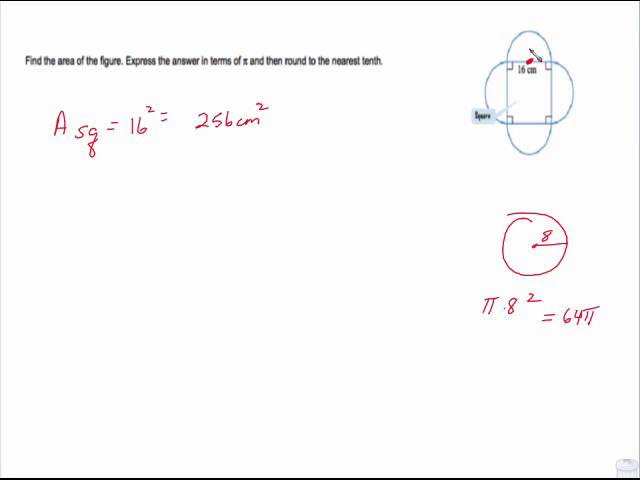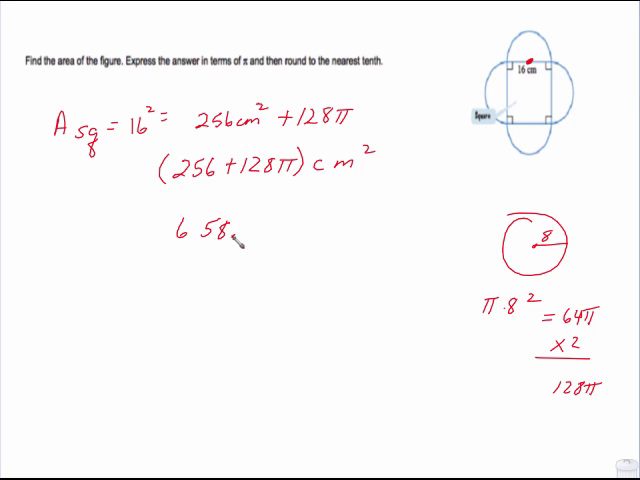But we have two of those. We have this one going together to make a circle, this one going together to make a circle. So double that gives me 128 pi. So the square is 256 centimeters squared plus 128 pi. And to write that a little better, it should be this: 256 plus 128 pi, in parentheses because that's a binomial, square centimeters. That is our area in terms of pi. And then to do the arithmetic on this, plugging 3.14 in for pi, this works out to be 658.1 centimeters squared.